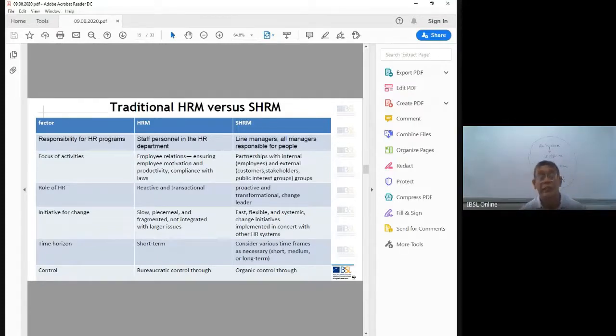So we need to change with the environment, right? And time horizon, if you look at it, usual HRM compared with strategic HRM is short term, right? And control is still bureaucratic in HRM. That means we have a procedure to follow, but organic control within the organization means you control yourself. So these are some of the differences between traditional HRM and strategic HR.